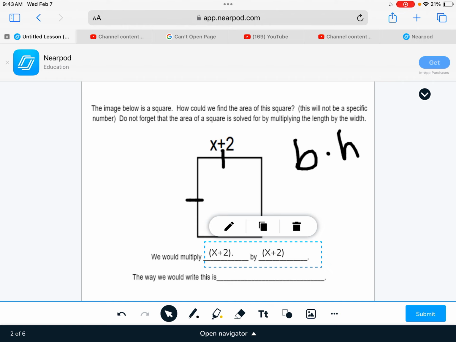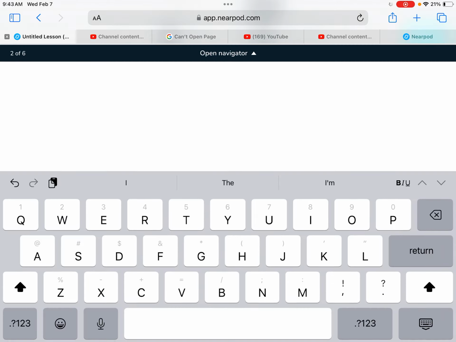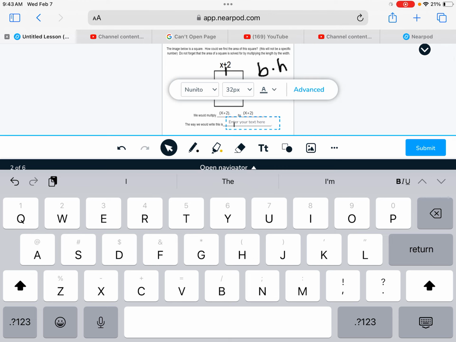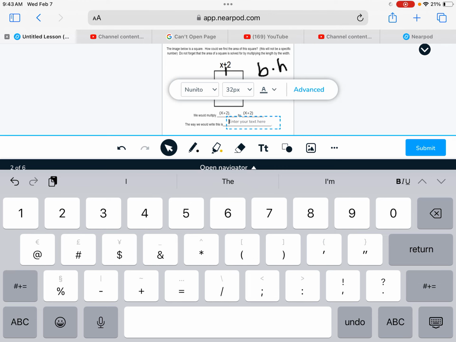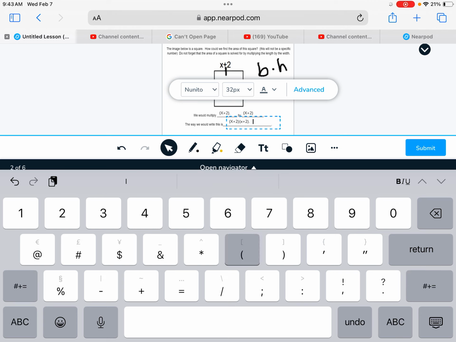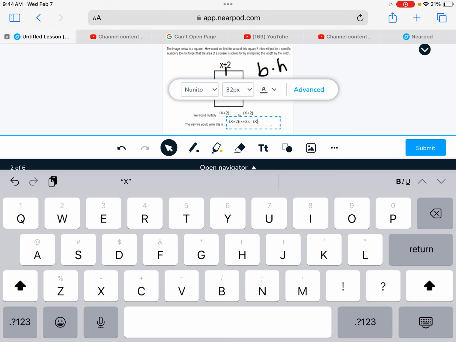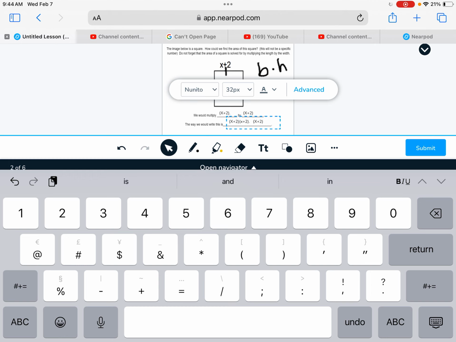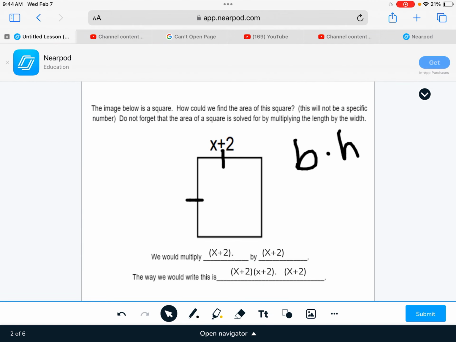Okay? How do I do this? Well, I'm going to multiply these together by putting them right next to each other in parentheses. Parentheses open, x plus 2, close the parentheses, open parentheses again for another x plus 2, and close the parentheses. This could also be written as x plus 2 in parentheses, close the parentheses, where I would then square it with a little 2 above it, because I'm squaring it.